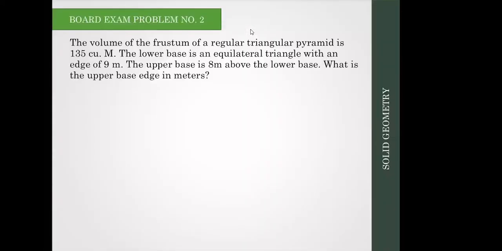Okay. So, next problem is the volume of the frustum of irregular triangle pyramid is 135 cubic meters. The lower base is an equilateral triangle with an edge of 9 meters. The upper base is 8 meters above the lower base. What is the upper base edge in meters?